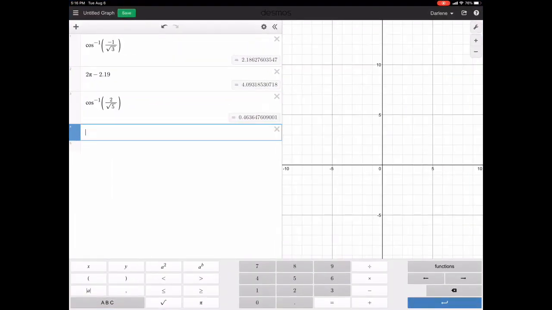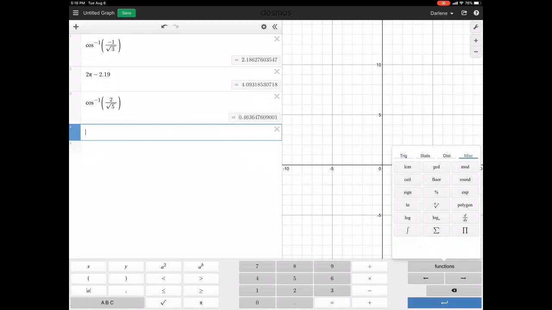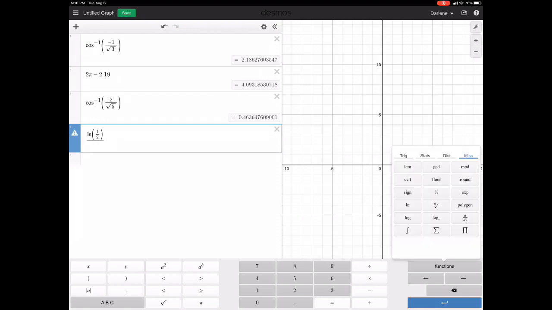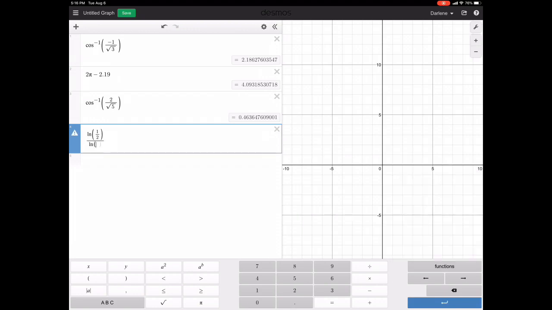So once again, we'll do natural log of 1/2, and that divided by natural log of 13/14. Just make sure you put the parentheses, and we get 9.35.